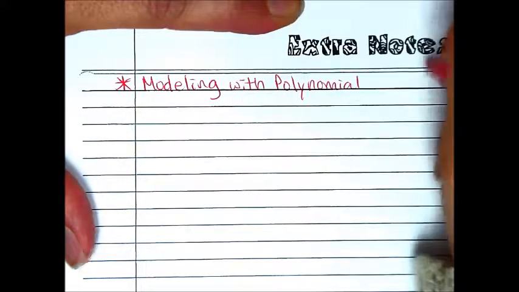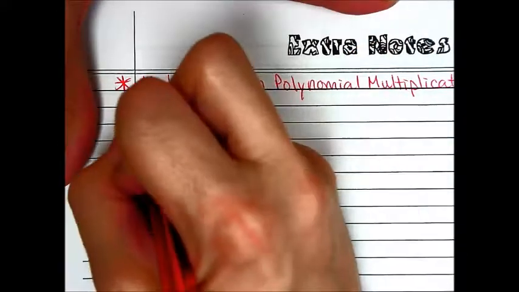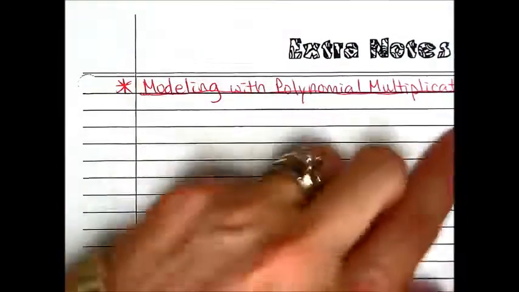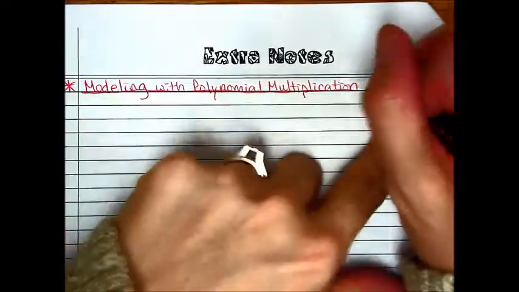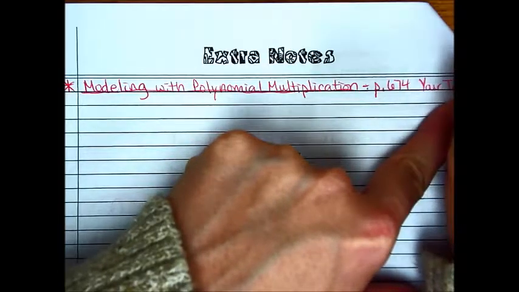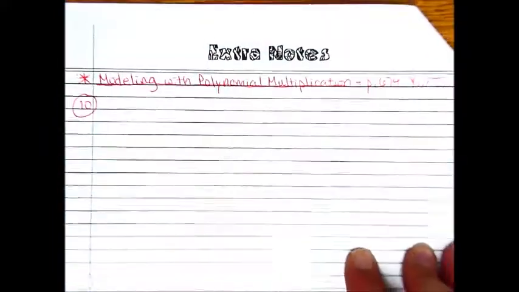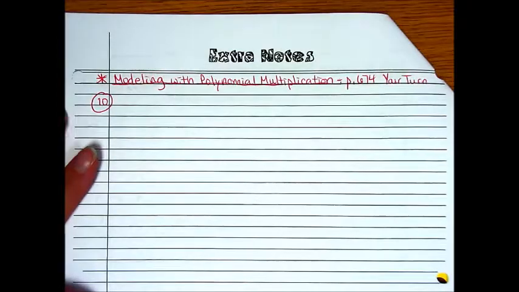We need to do a word problem. Okay, so real quick for your word problem, let's put up here, okay, modeling with polynomial multiplication. Modeling with polynomial multiplication. Okay, and we are going to do page 674, your turn, and it's going to be number 10. So give everybody a second, get to page 674, and everybody find number 10, and then come back to me.